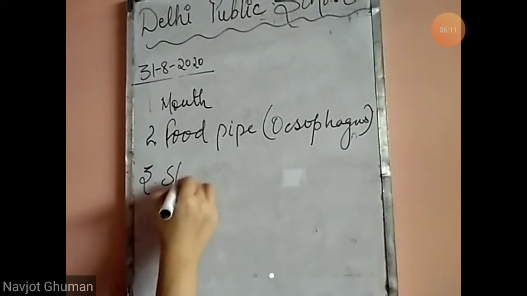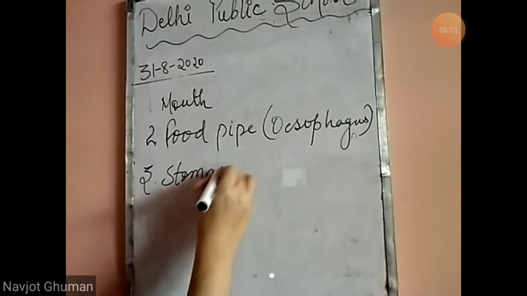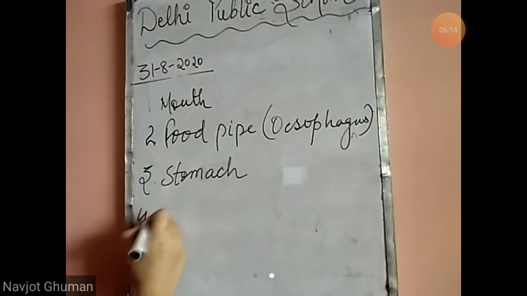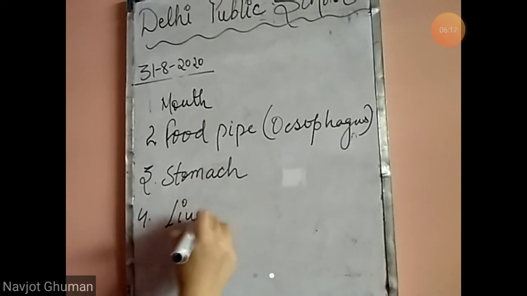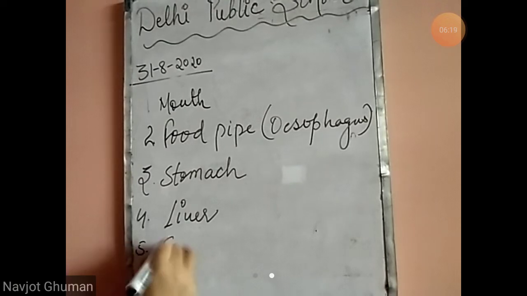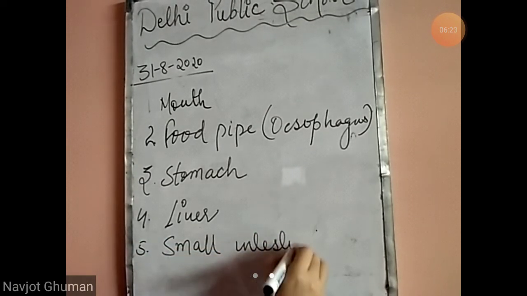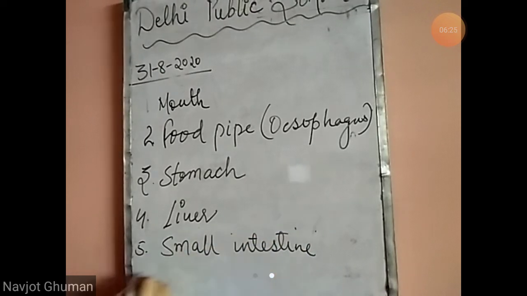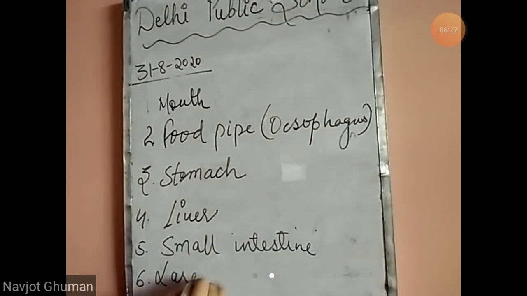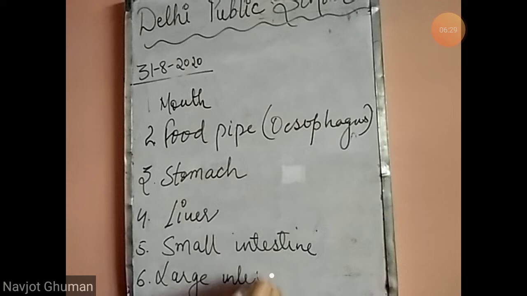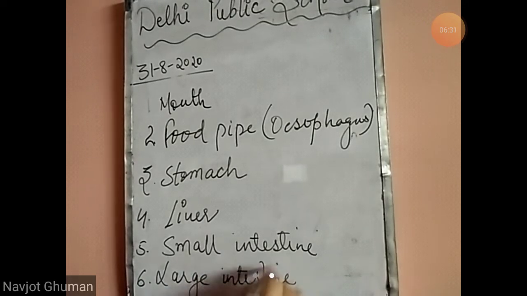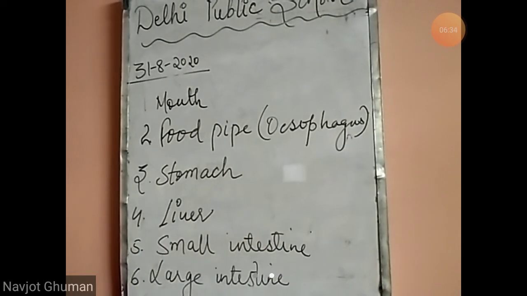Then stomach. Juices are secreted by the liver. You can write small intestine, large intestine. So these are the parts of the digestive system.